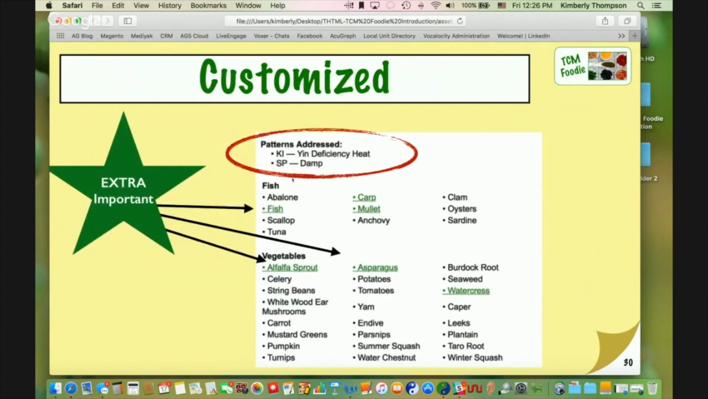So one thing to recognize, the list that we had just created, there were 2 patterns addressed. So this was kidney yin deficiency heat and spleen damp. Recognize that in this dietary list, there are foods that are bold and green. If these foods are bold and green, they regulate both lists. So asparagus is good for spleen damp, and it is also good for kidney yin deficiency heat. So that's an interesting thing to be able to give your patient. If you're giving them multiple patterns, tell them that the things that are bold and green on their list are the foods that are most important to add to their diet, because they will affect both patterns.